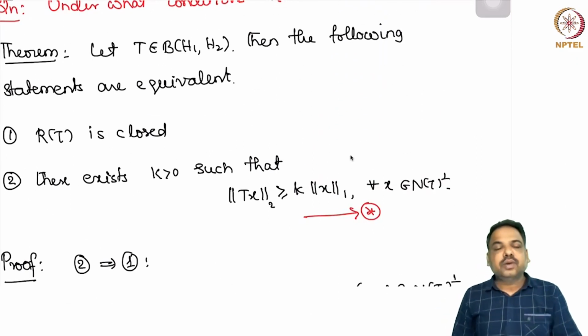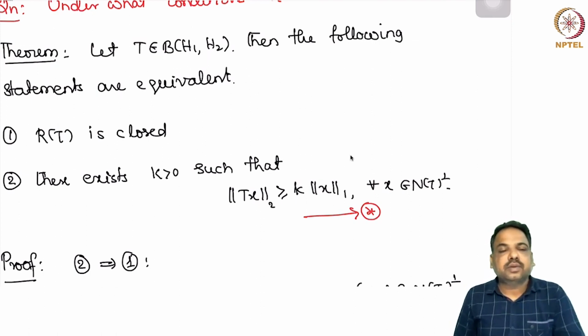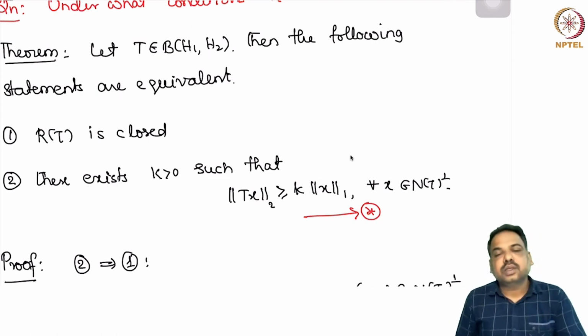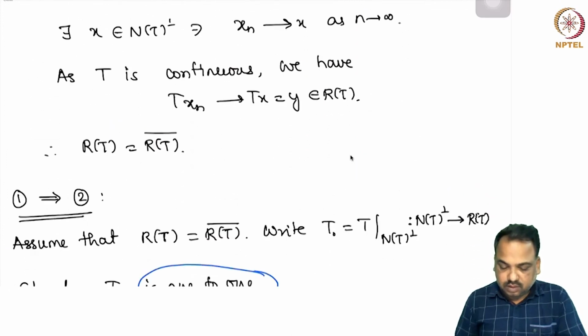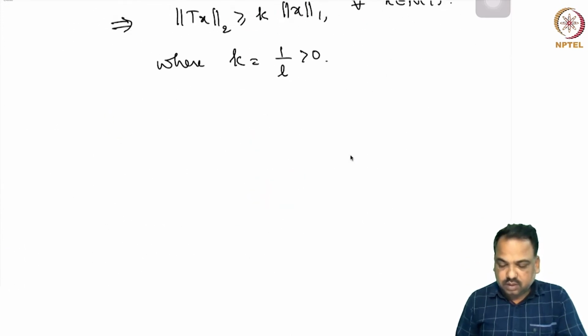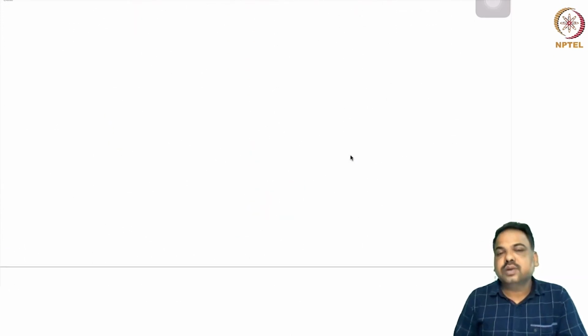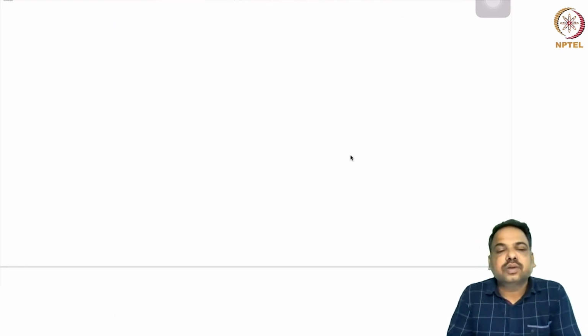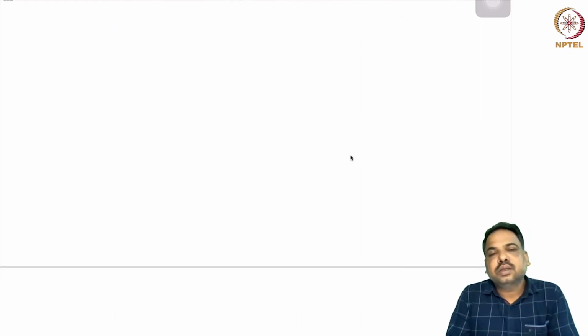So this is an if and only if condition, a characterization of closed range operators. Okay, next we can ask the question, if range of T is closed, can we say that range of T star is also closed, and what more implications we can get from this result. So we'll be proving those results in the next class.